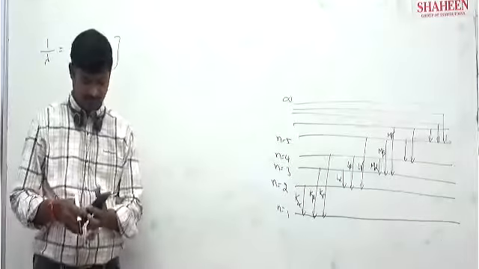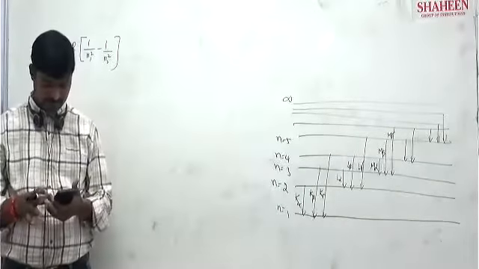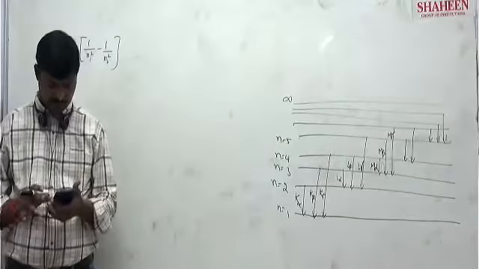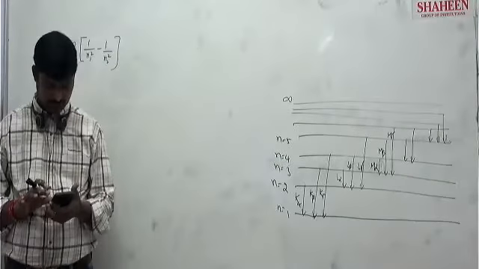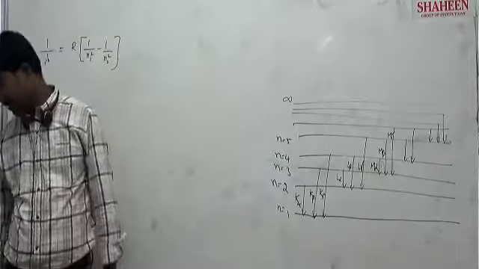Is it clear? That alpha, beta, gamma is clear, right?